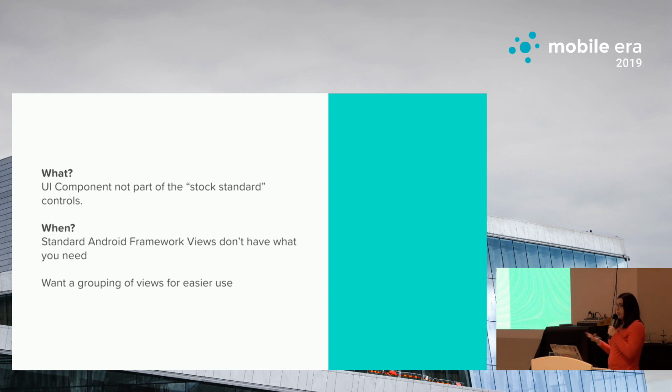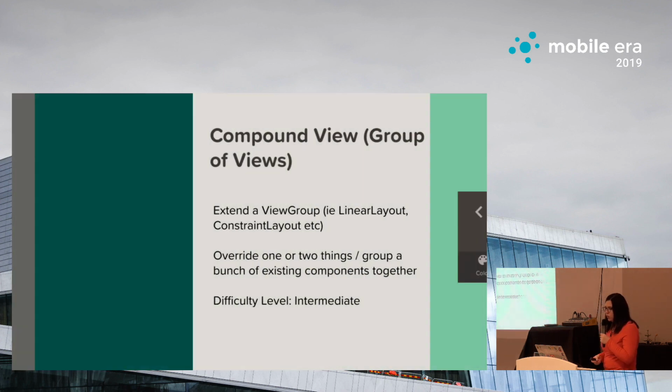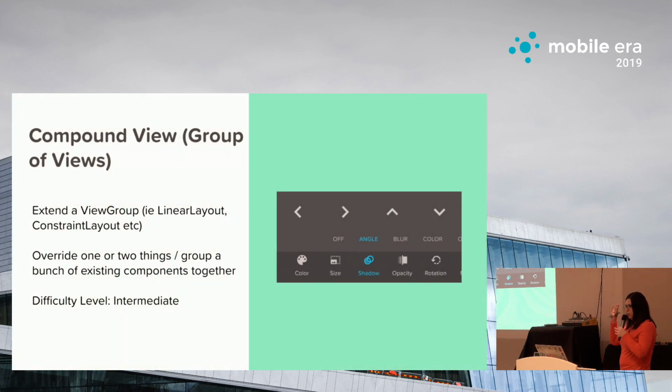So you want to create one when you have something that obviously doesn't fit the bill, or you can also create a custom view when you want to have a grouping of views for easier reuse across your app. There are two types of custom views that I like to group them into, and the first one is what I call a compound view, or a group of views. This is basically when you're using already built-in components. In this example, the custom view I'm referring to is the 4 little arrows at the top of this view, and these are just normal image buttons, right?